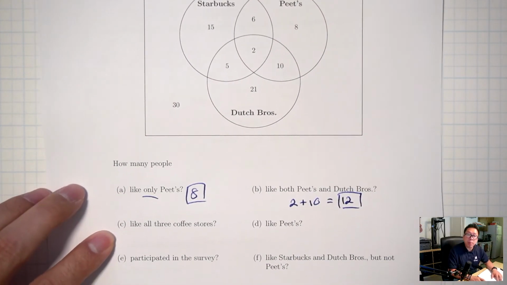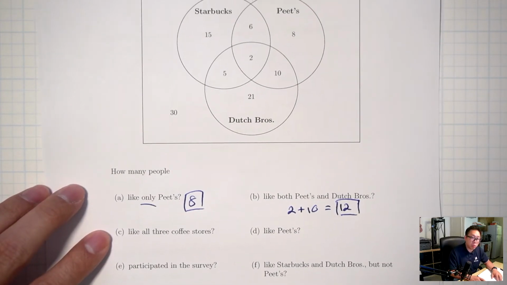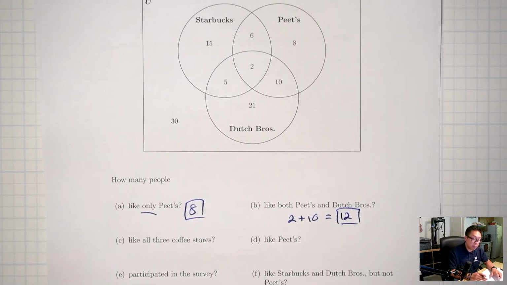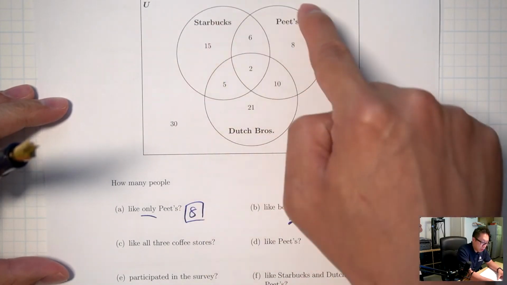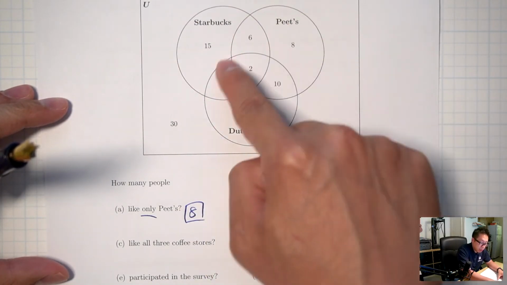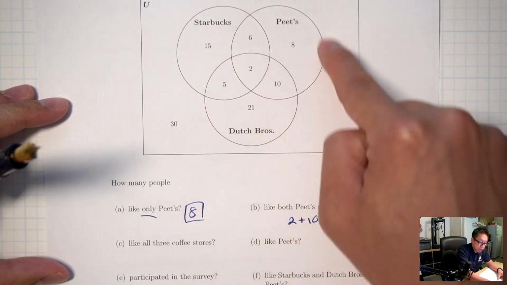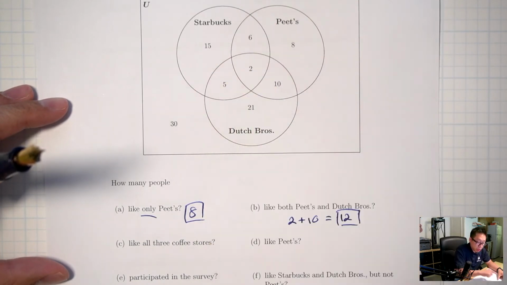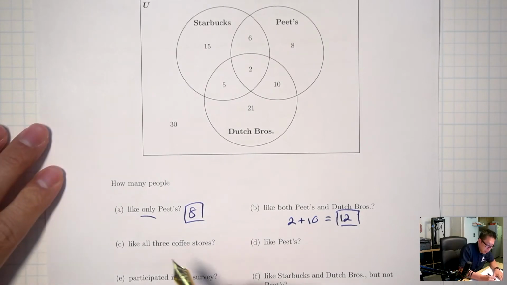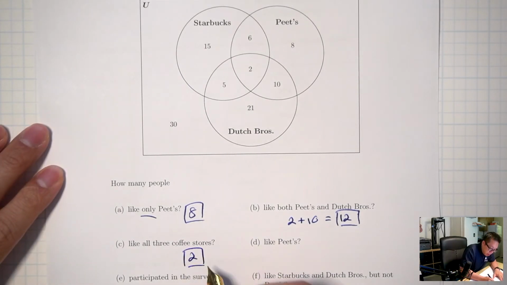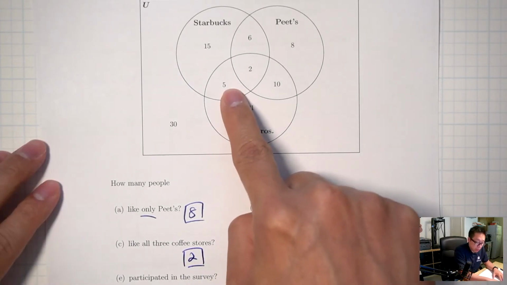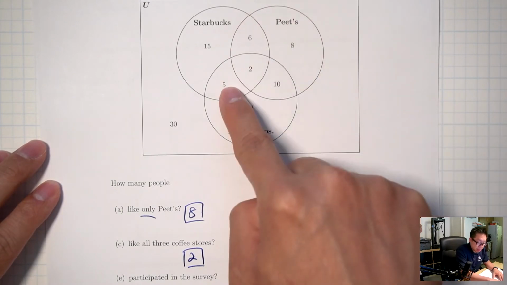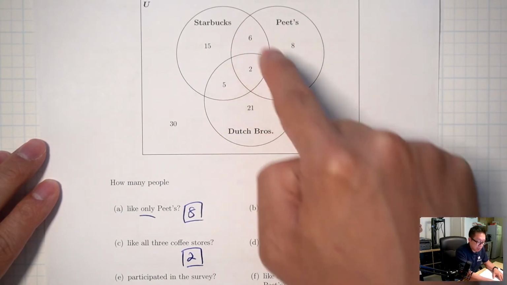Part C, how many people like all 3 coffee stores? So what numbers are inside all 3 at the same time? That would be just the 2. All right, so 2 is inside all 3 circles at the same time. It's not 5, right? Because 5 is not inside Pete's, so 5 would not count. And the same thing for 6 and 10, so just the 2.